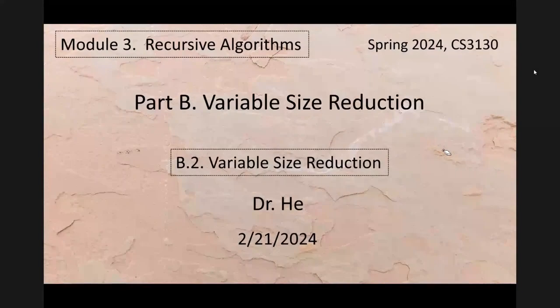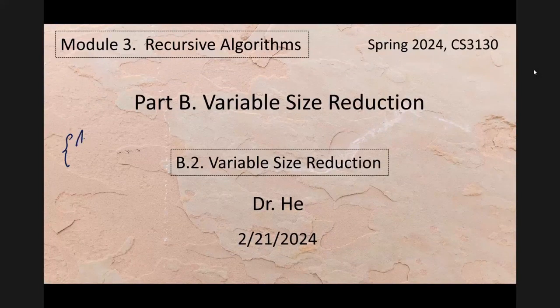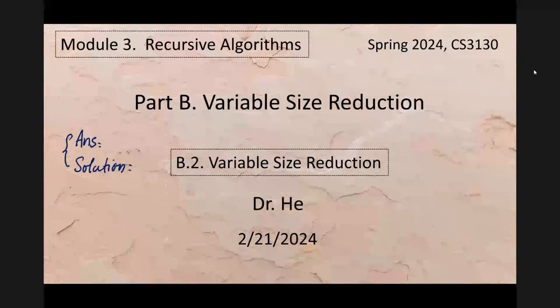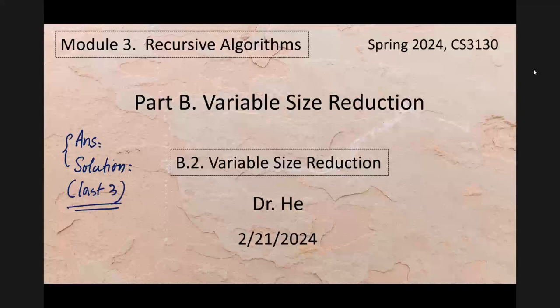Choice here. We just look at the questions where you need to provide answers. But you can see two different types. One, you see answer, ANS. Another, you see solutions. The last three questions are solutions. Other than the last three, they are short answers.